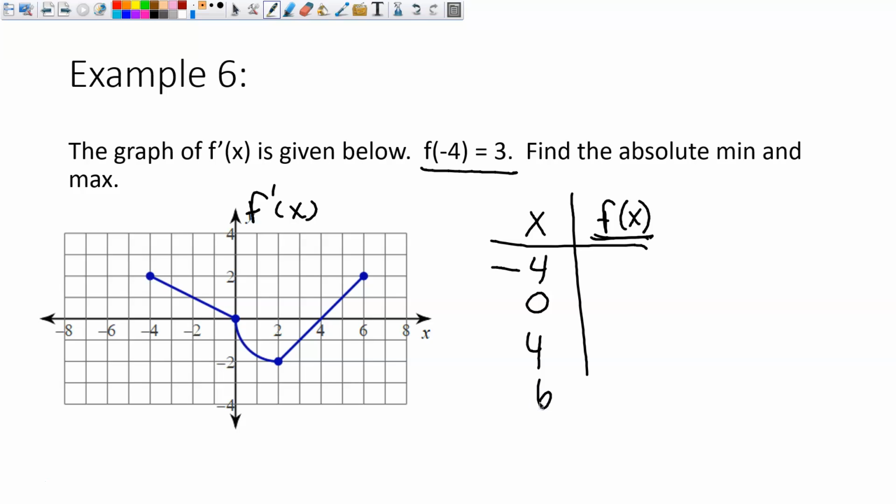Now let's talk about why that is, right? Because I want to find critical values. Critical values happen, well, let me use my card. Critical values happen where what happens? Austin, critical values happen where what? The slope is 0 or undefined. Where the slope is 0 or undefined. This is a graph of the slope. So where is this graph 0?